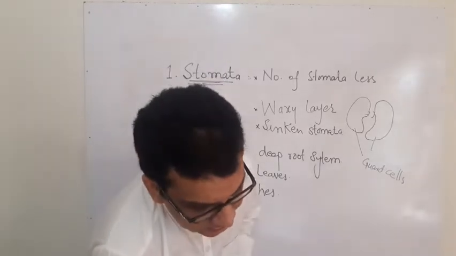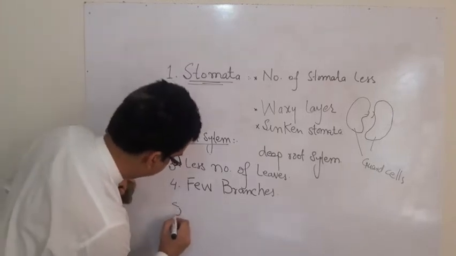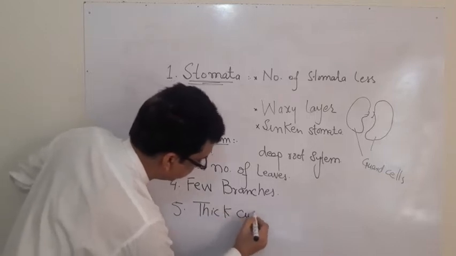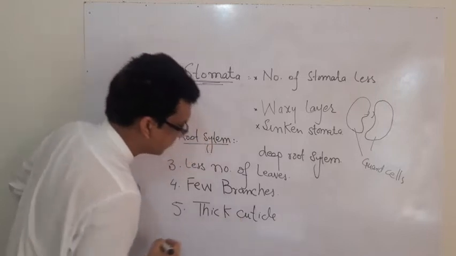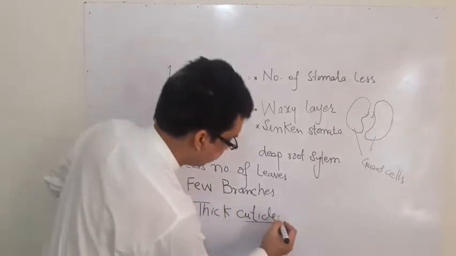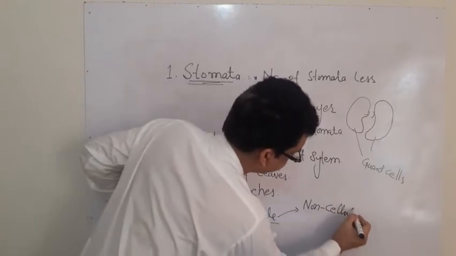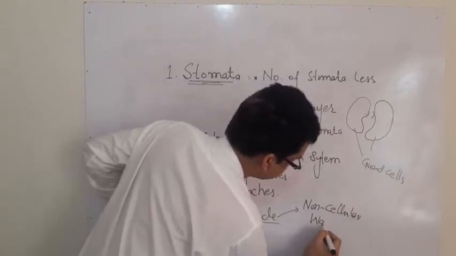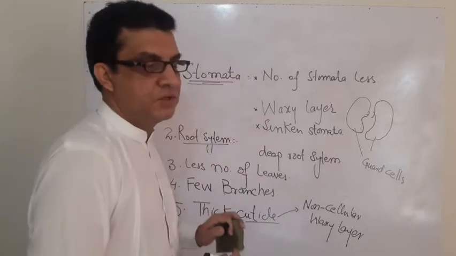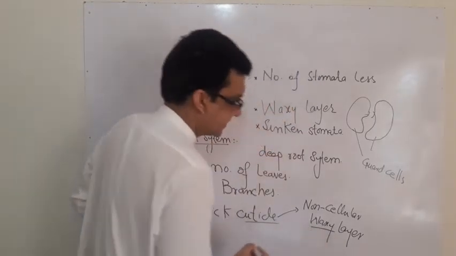The next trait is thick cuticle. Cuticle, you know, is a non-cellular waxy layer. Non-cellular means that it is not composed of cells. It is composed of a material that is called wax.